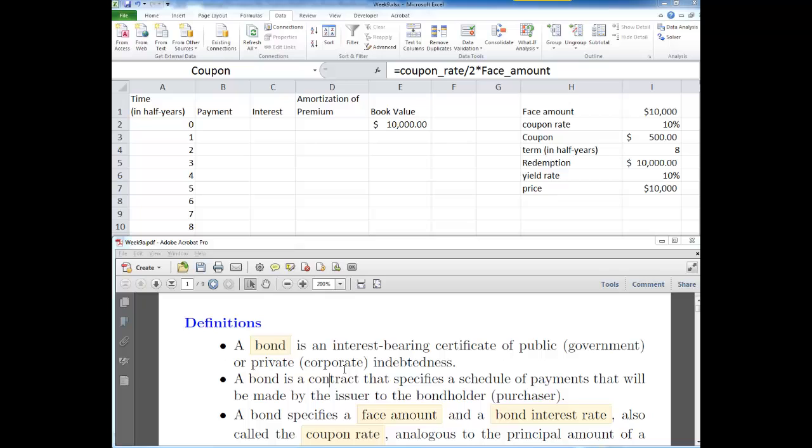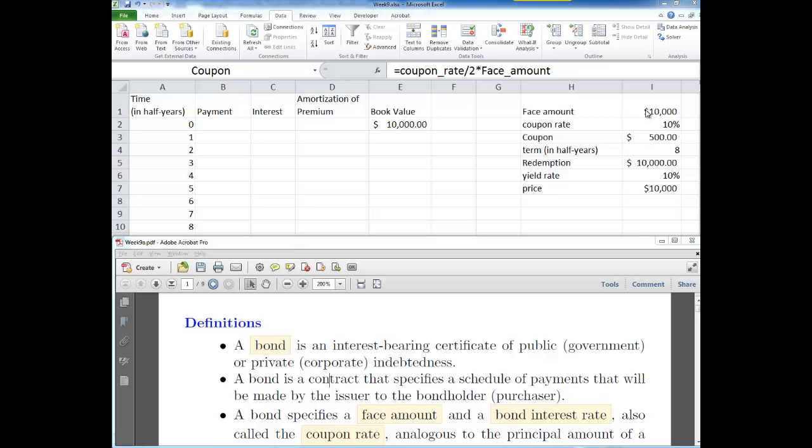So a bond specifies a contract that promises to make a schedule of payments from the issuer to the bondholder, and the price of that bond is how much the buyer of that bond is willing to pay for that series of payments. So in general, a bond is going to specify a face amount.